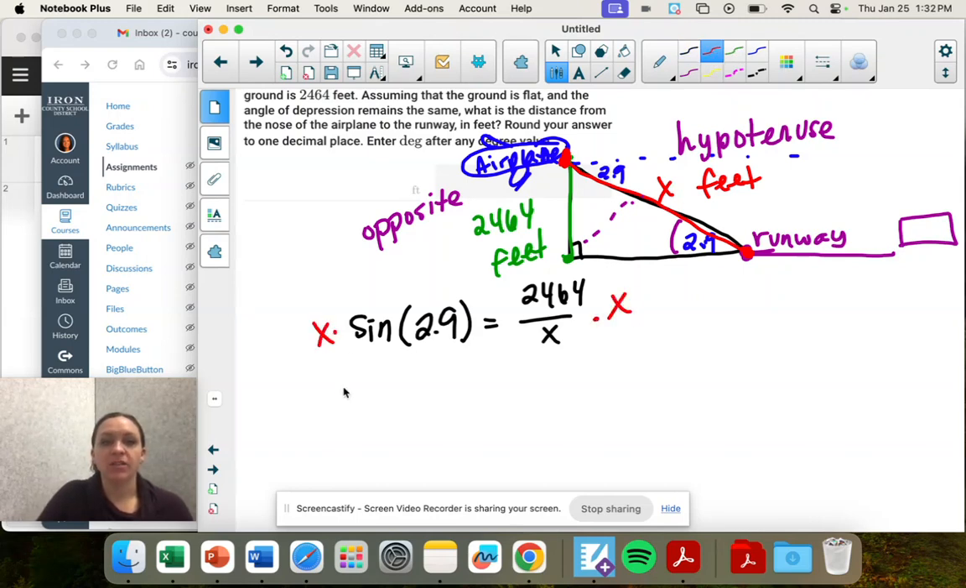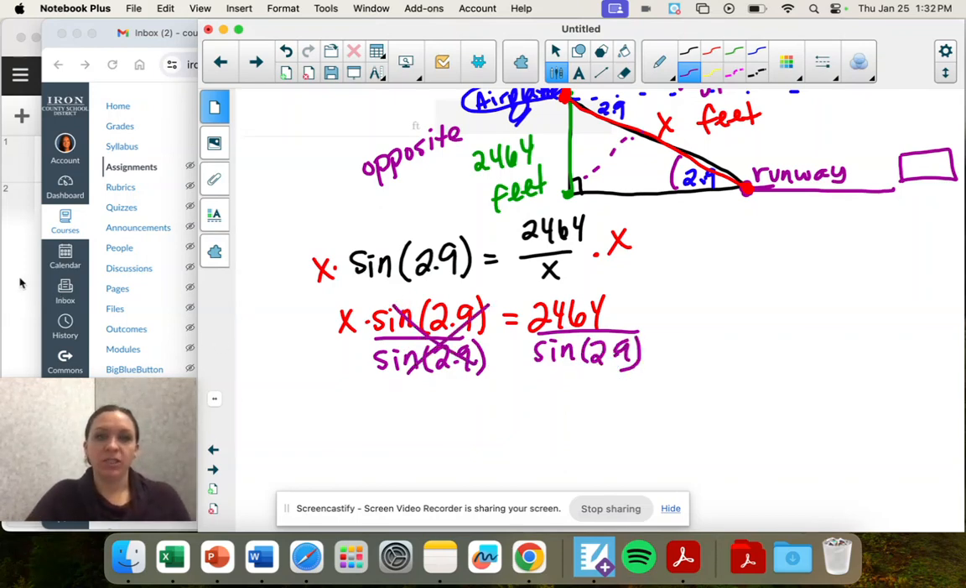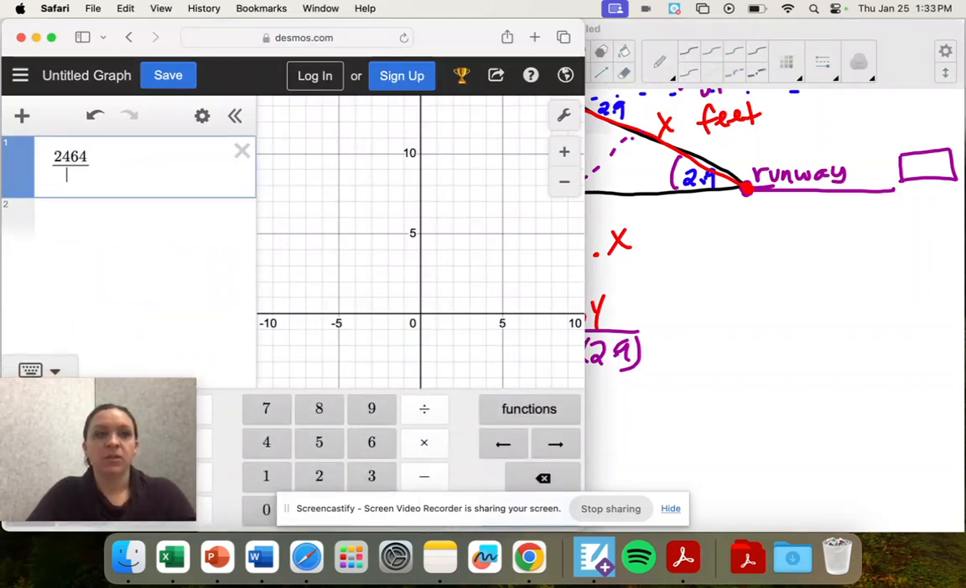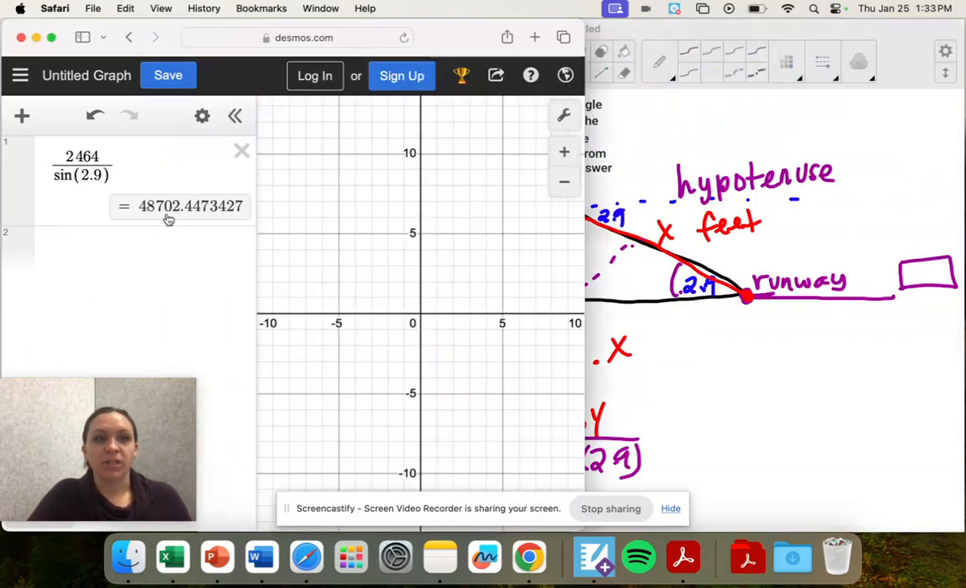So multiply by the denominator. And then divide both sides by sine of 2.9. So that's going to give us our distance. So 2464 divided by sine of 2.9 degrees. I'm just going to make sure I'm in degrees. And it says round to one decimal place. So 48702.4.